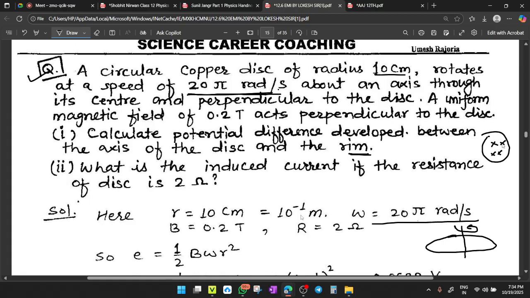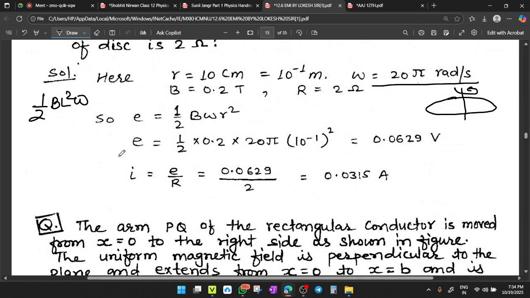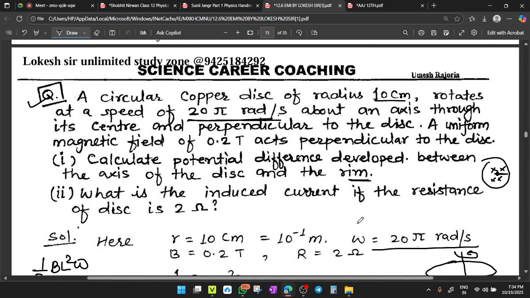First you have to find the potential difference. We're using the same formula, half B L square omega. Clear? That is equal to 1 upon 2 times B omega L square. As the radius is R here in the place of L, so we can take R square. Put these values: 1 upon 2, B is equal to this one. Omega is equal to 20 pi. It is given in radian per second.